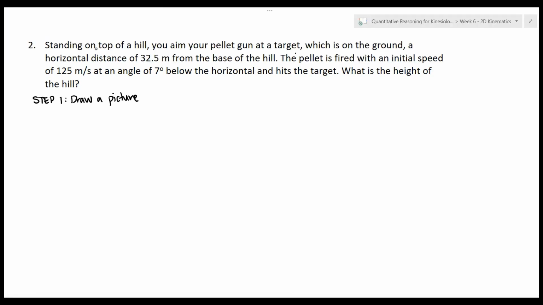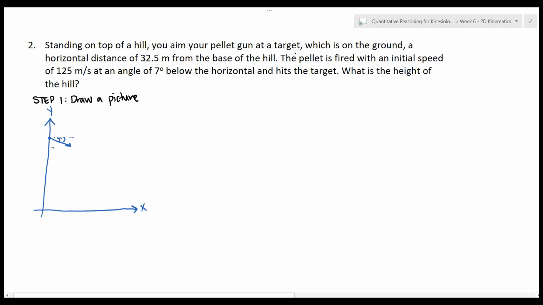And our picture always looks like an X and Y axis like this. So we want everything to be in this quadrant here where X and Y is positive. So you're on top of a hill. So let's say you're here and you fire your pellet gun with an initial speed of 125 meters per second at an angle of 7 degrees below the horizontal. So this is the horizontal line. 7 degrees below the horizontal would be something like this, where this angle is 7 degrees.